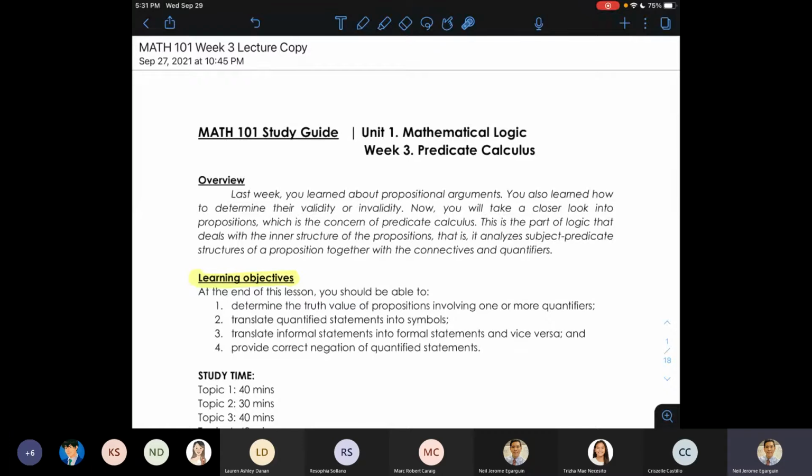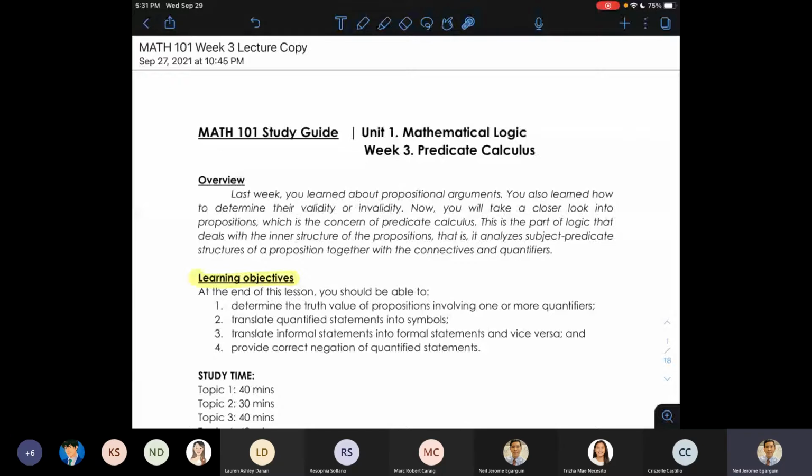Okay, good afternoon, everyone. So today we will begin a new module for Math 101. Last week we talked about propositional arguments, how we take propositions together and try to see if these propositions comprise a valid argument.